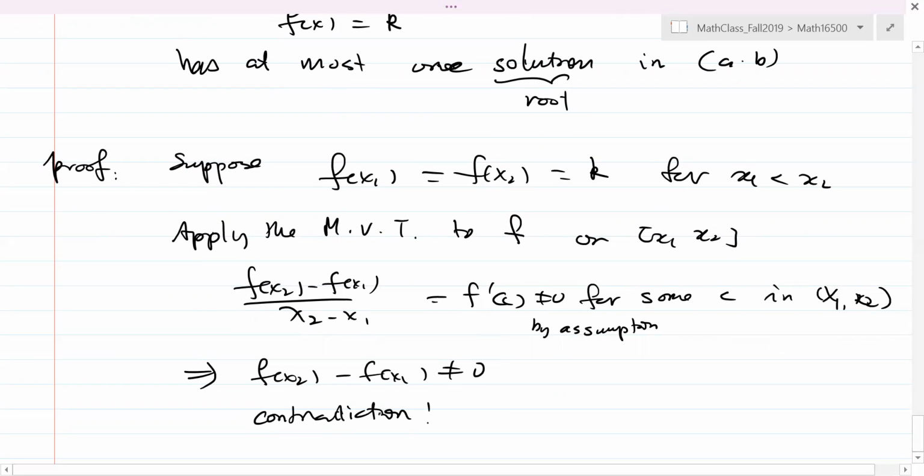So this is the argument. When you disagree with what somebody said, you just assume what he said is true and find some kind of conclusion. It's obviously wrong, and then you prove that what he said is wrong.